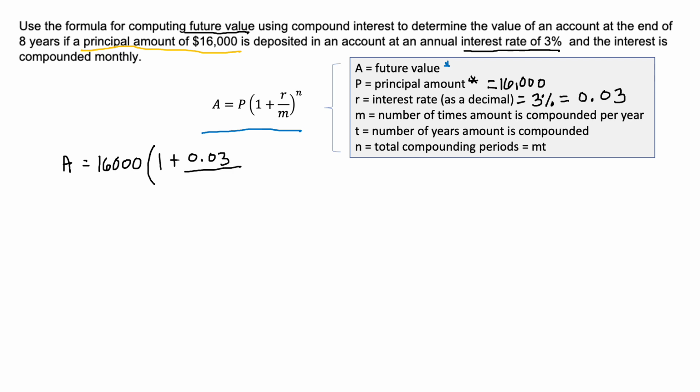Now that's divided by M. M is the number of times the amount is compounded per year. The problem tells me that the amount is compounded monthly. So we know that there's 12 months in a year, so the number of times the amount is compounded per year is 12.